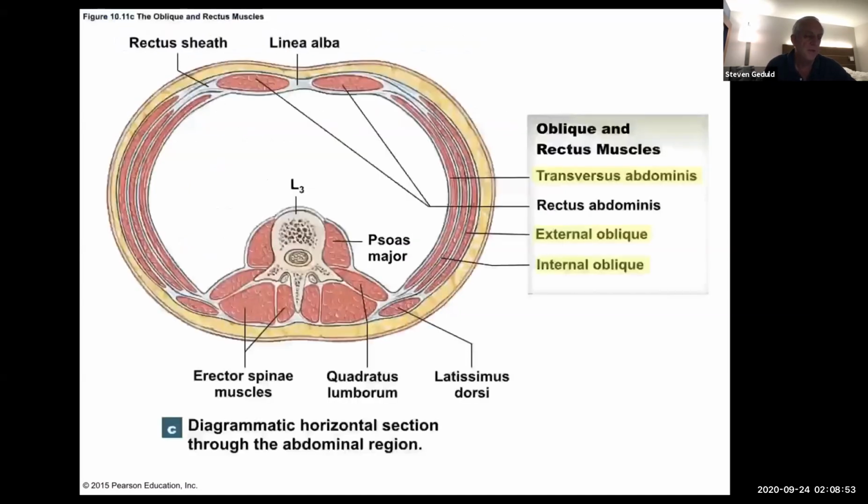Okay, so this is a cross section of you like on a CAT scan or an MRI. And you got the transverse abdominis muscle, which is right here. And when this contracts, okay, you have your external oblique on the very outside and the internal oblique inside of that. And that's where they're located. They're circular muscles around the edge of your abdominal cavity.